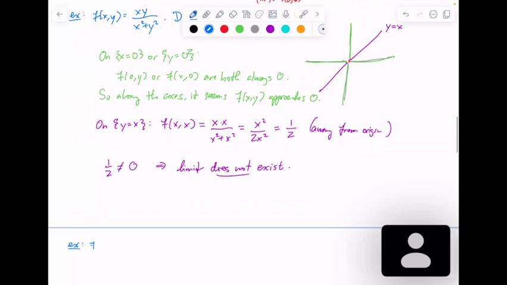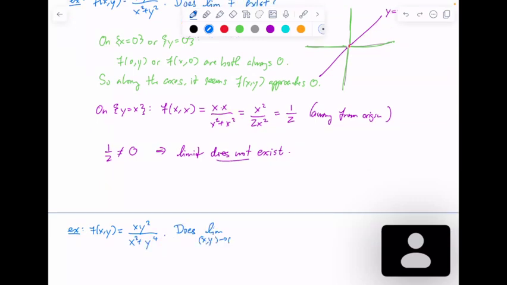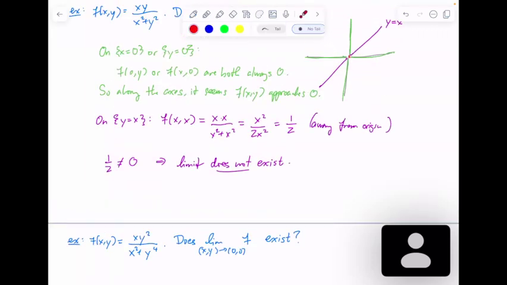Let's take f of xy equal to xy squared over x squared plus y to the 4th. Does the limit as x and y approach 0, 0 exist? So let's do something in general here. Remember that so far we've tried the axes, we tried distinct lines, but let's try lines of all slopes at the same time.